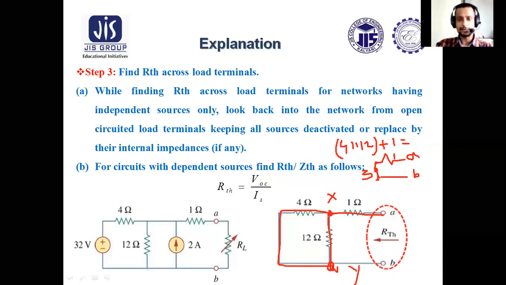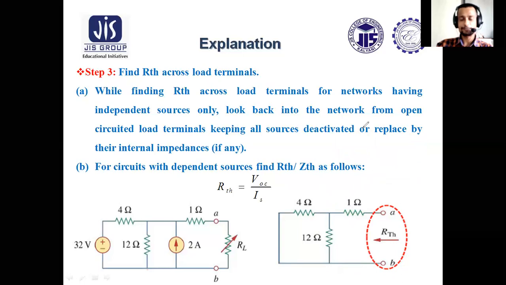We'll discuss this elaborately while solving problems. Now, for this circuit we have only independent sources, but some circuits may have dependent sources, that means diamond shaped sources. For those, finding RTH could be done by this: RTH equals VOC by ISC. VOC means open circuited voltage, ISC means make the load terminal shorted and find ISC. We'll discuss this while solving problems.